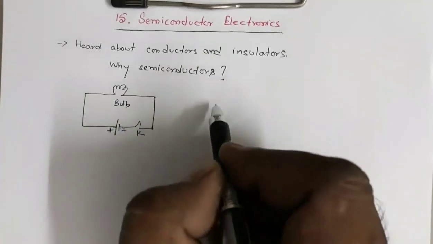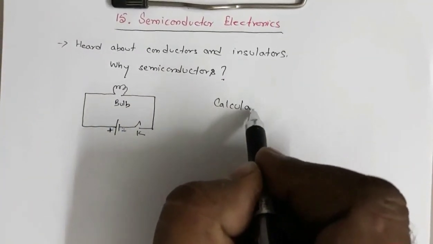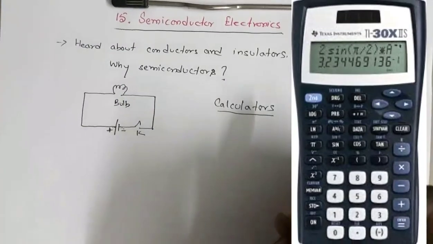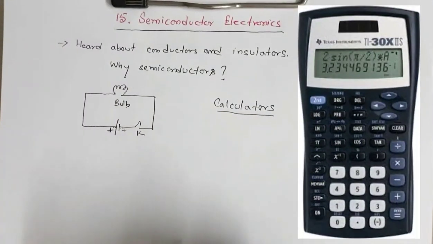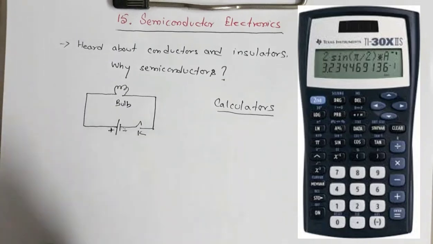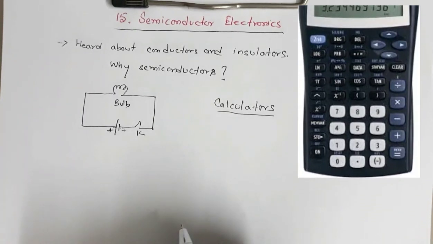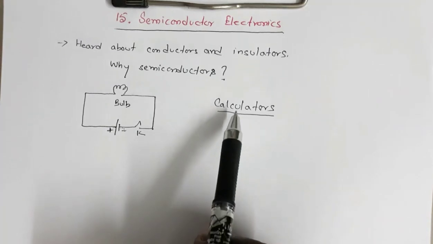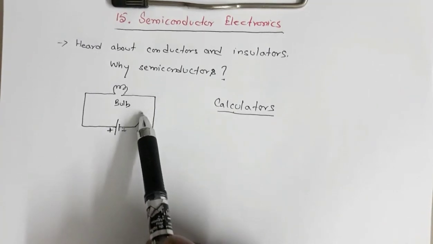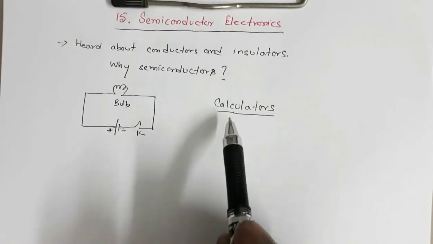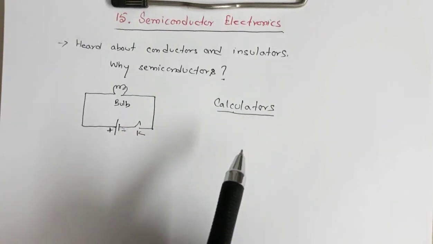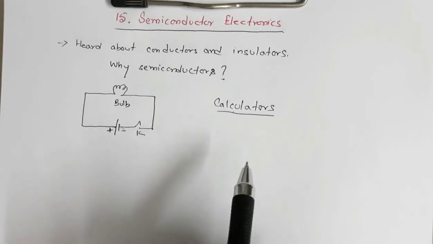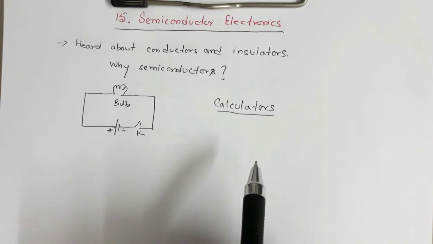Whereas in calculators, what do we see? The moment you press 0, do all the LEDs glow? No. When you press 1, the display in the calculator is 1. When you press 2, the display is 2, and so on. So in calculators we don't use conductors, we use semiconductors. When you use semiconductors, depending upon the nature of the input there will be an output.